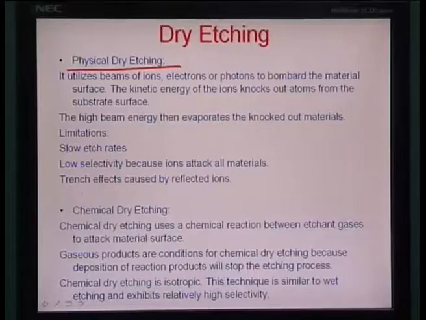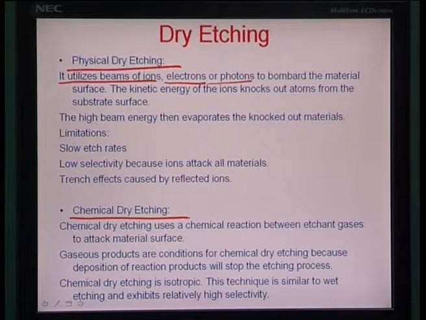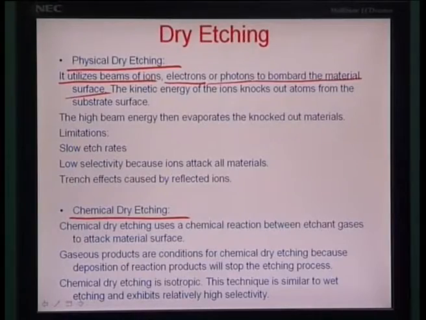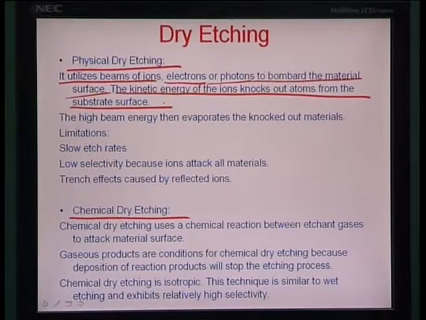So, here the dry etching can be categorized primarily as physical dry etching or chemical dry etching. Physical dry etching, as you know, utilizes beams of high energy ions, electrons or photons: photons whenever lasers are involved, electrons whenever e-beam machining is involved. This essentially bombards the material surface, and the kinetic energy of the ions knocks out the atoms from the substrate surface in that particular case.